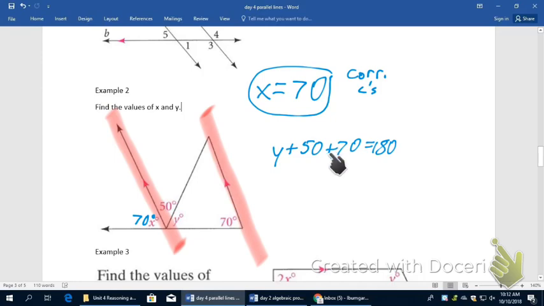Anyways, here you need to combine like terms. 50 and 70 makes for 120. And then I'll subtract the 120 away from both sides to get y equal to 60 degrees. And I'm done with y.